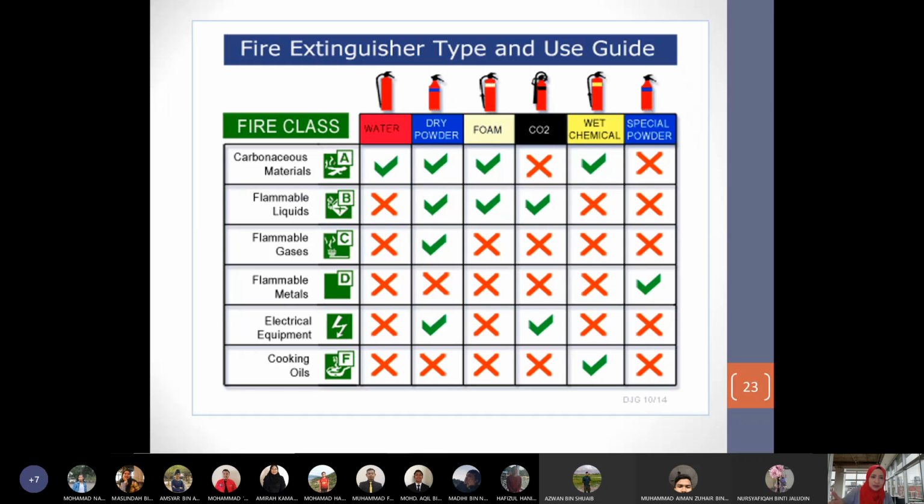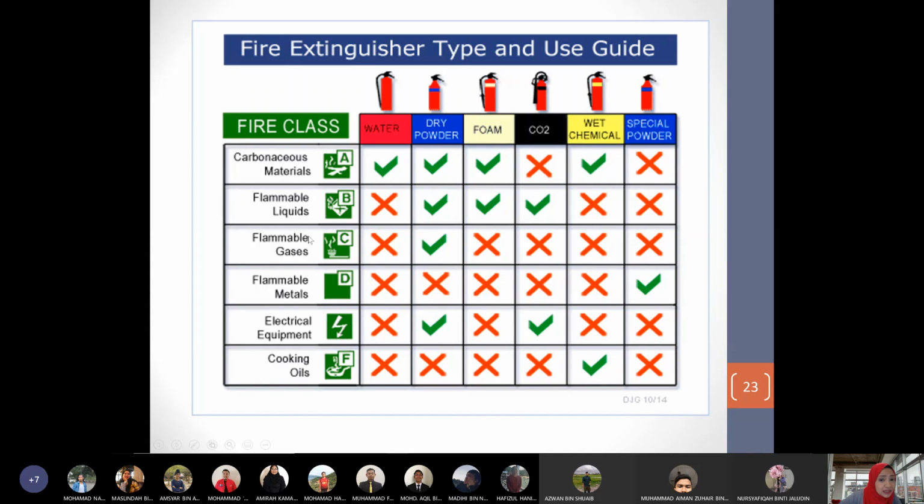Okay, now let's look at the different types of fire extinguishers and guides on how to use them. If you have a Class A fire, which is a fire from carbonaceous materials, you may use water, dry powder, foam, and wet chemical, but do not use CO2 or special powder. If the fire is Class B, caused by flammable liquids or hydrocarbons, do not use water, wet chemical, or special powder. You can only extinguish the fire using a dry powder, foam, or CO2.